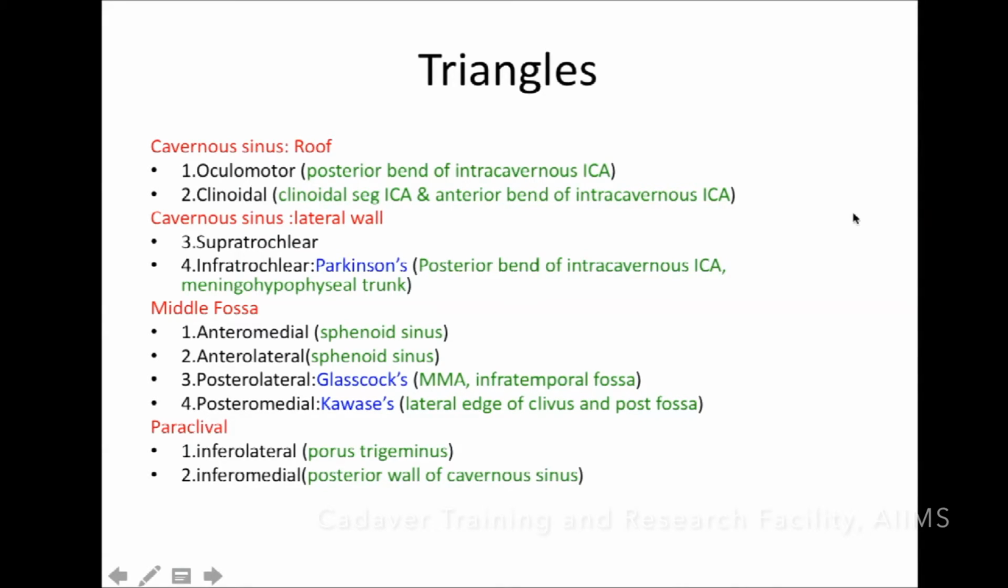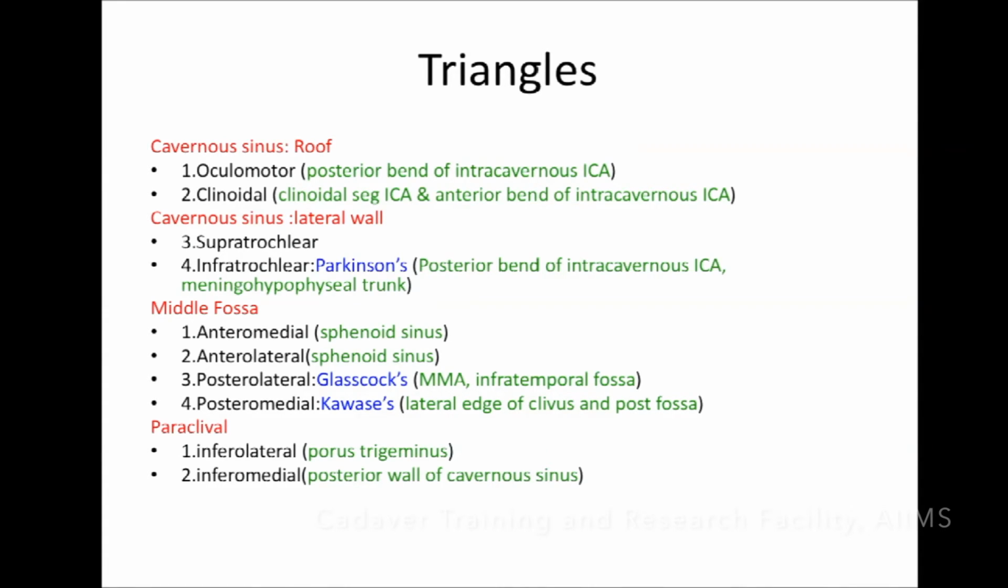So the same thing is enumerated. When you want to open the cavernous sinus and reach a particular thing, you have to know where the lesion is located. That will determine your approach, when you want to see the posterior bend of the intracavernous artery or the clinoidal segment or the anterior bend of the cavernous artery. So all this is for dorsal carotid ophthalmic artery aneurysms, for example, or clinoidal meningiomas. You have to do an anticlinoidectomy to satisfactorily deal with those lesions.